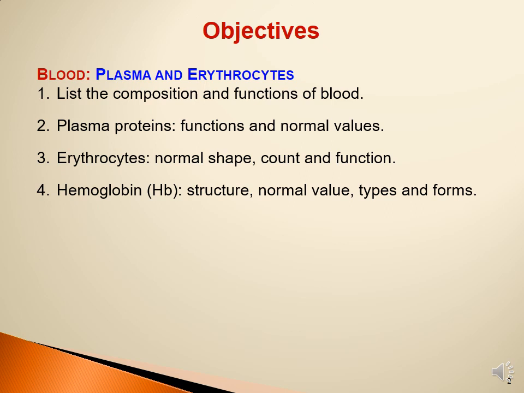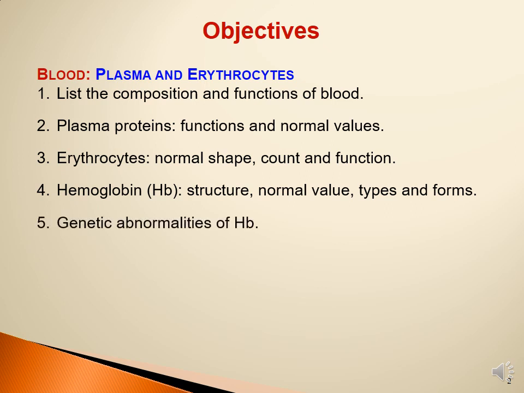Also, I'm going to talk about hemoglobin in terms of structure, normal value of hemoglobin, the different types of hemoglobin that are present in our blood, and the different forms of hemoglobin, whether they are bound to oxygen or carrying oxygen, carbon dioxide, or other forms of hemoglobin.